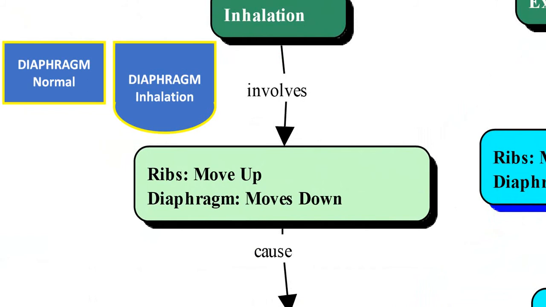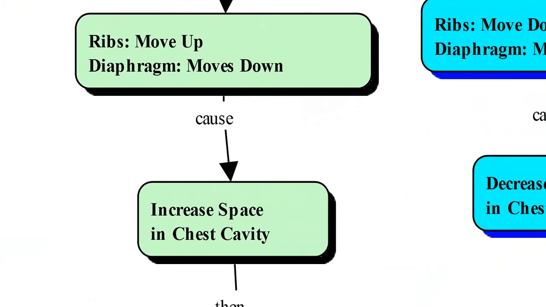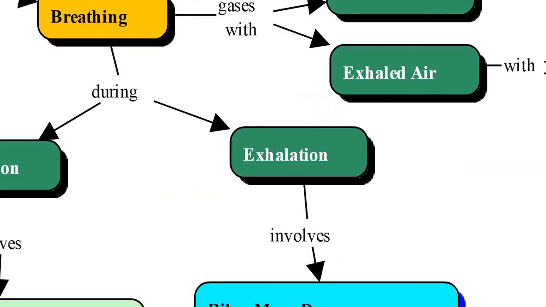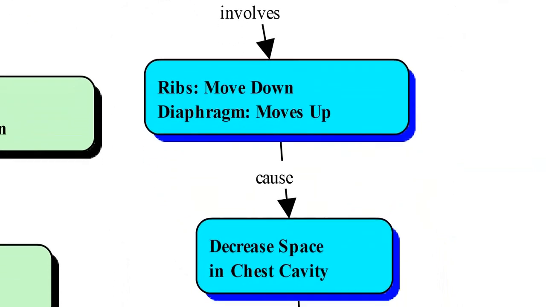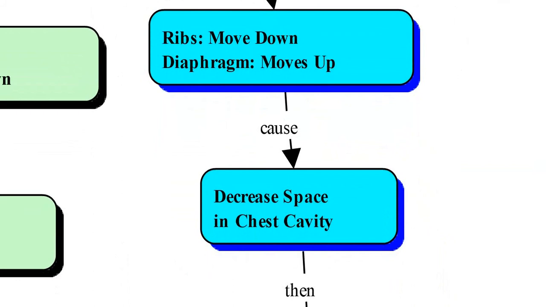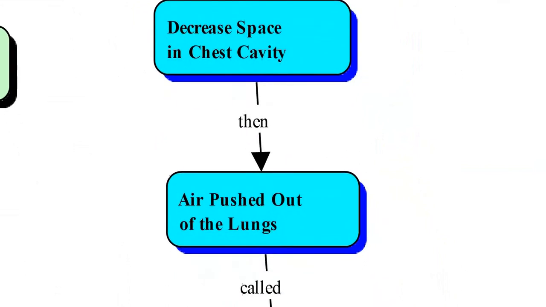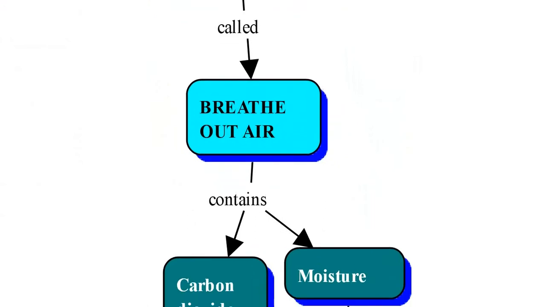Inhalation involves ribs moving up and diaphragm moving down. This causes increased space in the chest cavity. Then the air enters into the lungs. Now we look into exhalation. Exhalation involves ribs moving down, diaphragm moving up. This causes decreased space in the chest cavity. Then air is pushed out of the lungs. So this is called breathing out air.